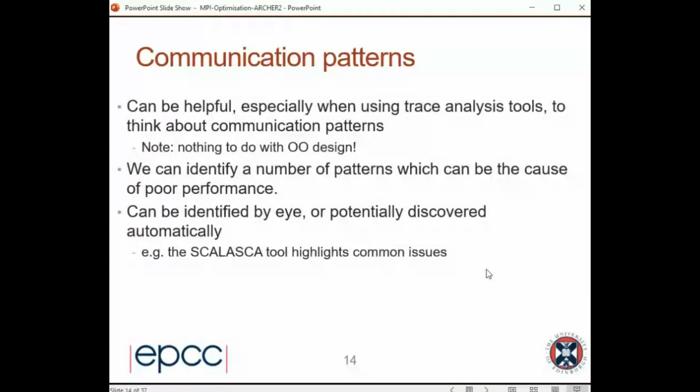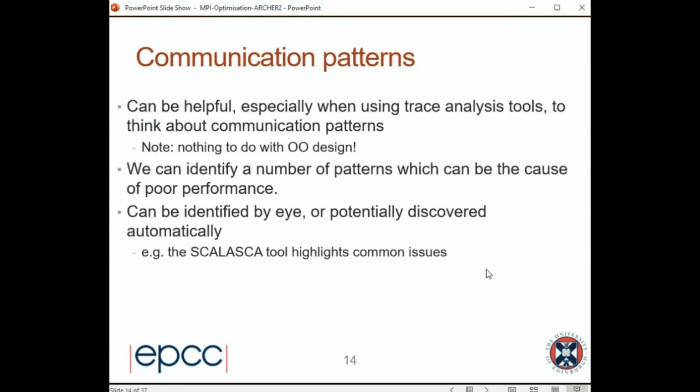But load imbalance and wasted time in synchronization costs can show up, and there are names for these communication patterns. This is nothing to do with OO design. I really mean physical, how the ranks are communicating with each other. It can be useful to think of these because you will pick up some of these, and you can use the right words for them when you speak to somebody else.